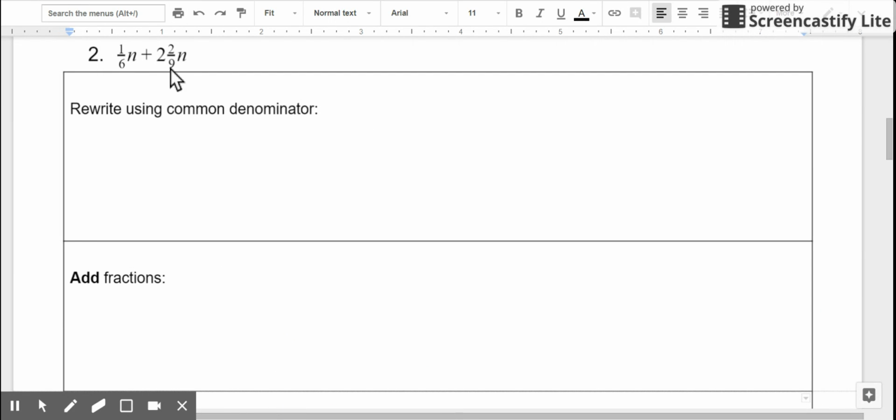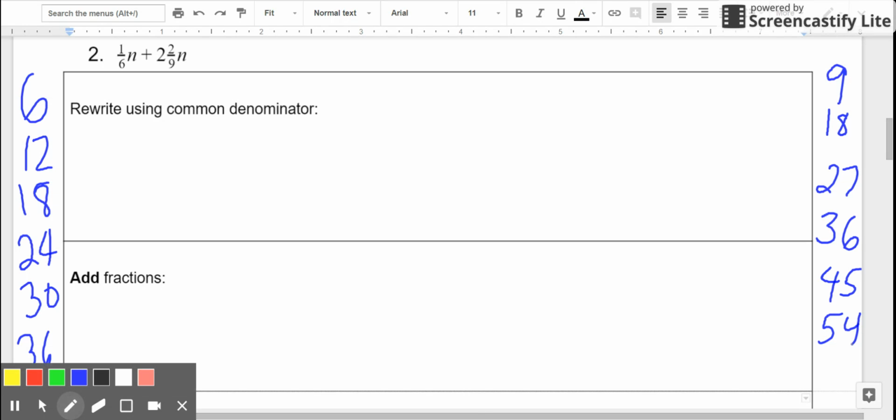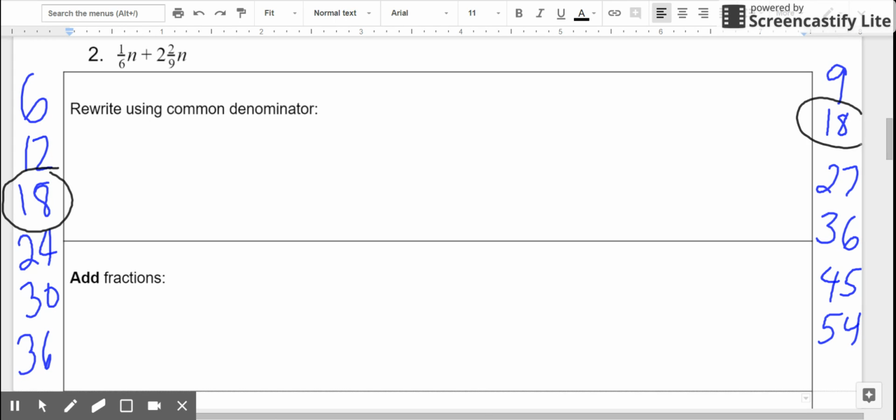Simplify number 2, I need to rewrite using a common denominator. My denominators right now are 6 and 9, so I can list the multiples of 6 and 9 to find the smallest number on both lists. Looking at my multiples of 6 and 9, I notice that 18 is the smallest number on both lists. So I can rewrite using that denominator of 18. 1/6 times something will give me something over 18. I know that 6 times 3 is 18, so I'll take 1 times 3 to get my numerator, which is 3. So 1/6 is equivalent to 3/18.